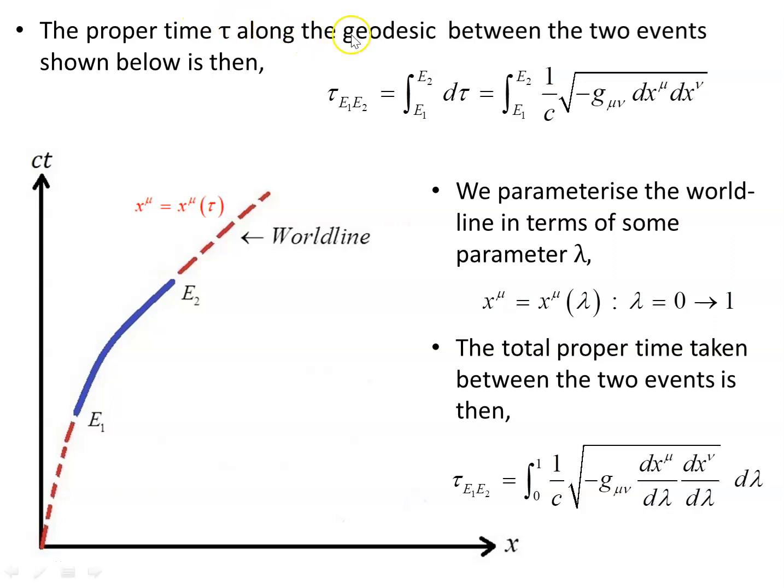Okay, so the proper time tau along the geodesic between two events, shown below, between E1 and E2 there, is going to be the integral from E1 to E2 of d tau, or the integral of that relationship we found on the last slide. So it's 1 on c times the square root of this object here. We can carry out that integral if we just parameterize the path in terms of some variable lambda. So we're going to parameterize the world line in terms of some parameter lambda, so x mu will be x mu of lambda. It could be the proper time that we use, but for the purpose of integration up here, it'll be more convenient to use another parameter.